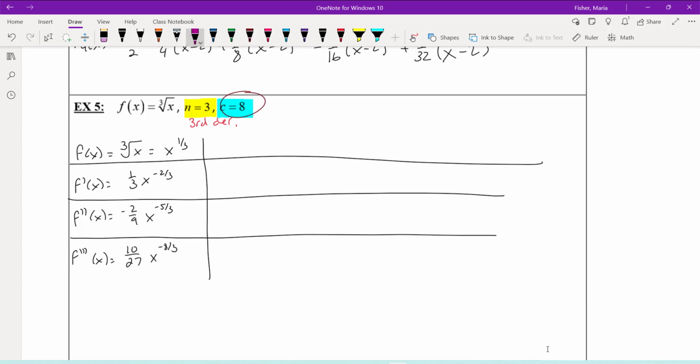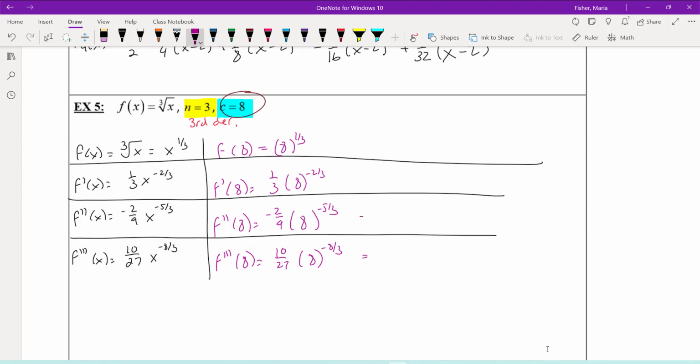So what is f of 8? Well, we're going to stick 8 to the 1/3 in a calculator. And then f prime of 8, we'll stick 1/3 times 8 to the negative 2/3 in a calculator. F double prime of 8, negative 2/9 times 8 to the negative 5/3. And then the third derivative at 8, 10/27 times 8 to the negative 8/3. So let's grab a calculator and work all of those out.